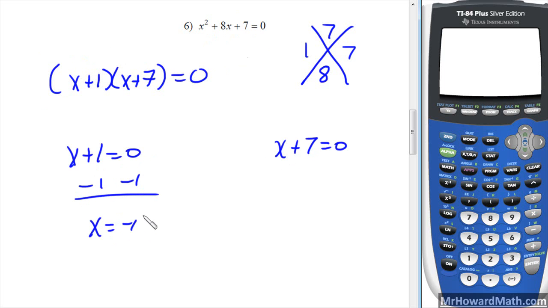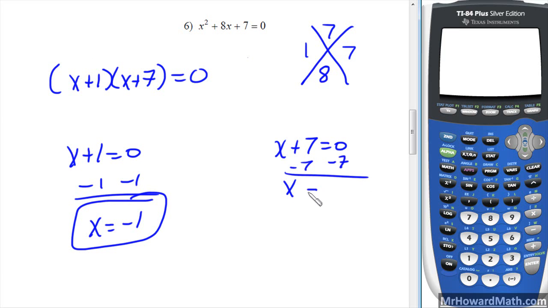So x equals -1 is a solution, and if you see the pattern here, x equals negative 7 is also a solution. If you notice the pattern, x plus 7 gives us a solution of negative 7. X plus 1 gives us a solution of negative 1. So they're going to end up being opposite signs in this case. So those are the two solutions. This parabola crosses the x-axis at negative 1 and negative 7.